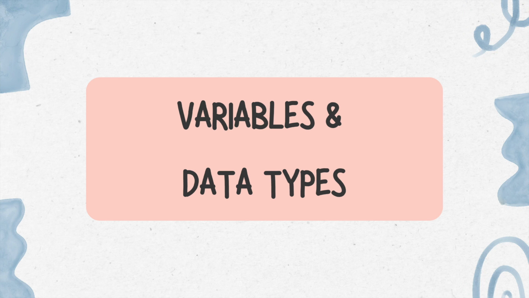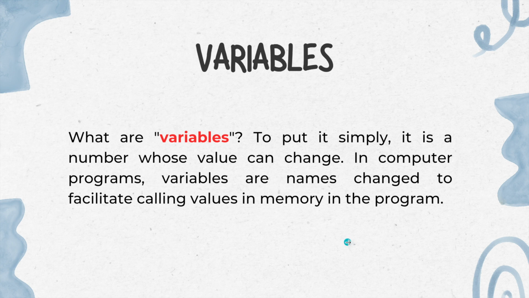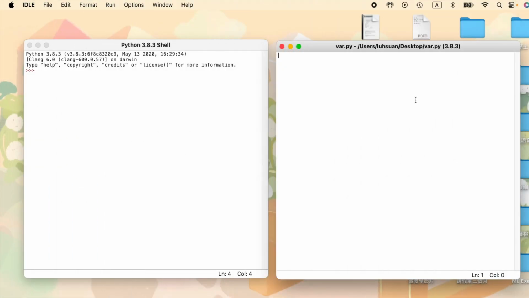And then we are going to talk about variables and data types. What are variables? To put it simply, it is a number whose value can change. In computer programs, variables are names given to facilitate calling values in memory in the program. For example, we name a variable firstNum and assign it a value of 10.